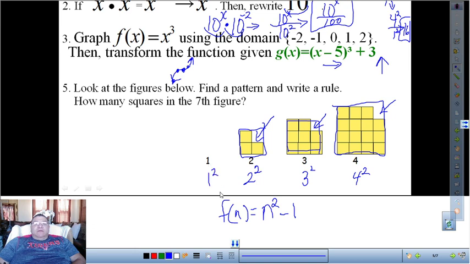Let's see, would it work for this? What is 1 squared? 1 minus 1, 0. That's why there's no square. 2 squared is 4 minus 1. That's 3 squares, all right? 3 squared, that's 9 minus 1. That's 8 squares. Oh yeah, it does work.